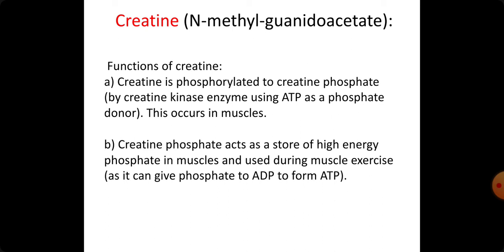Then the other important compound formed from glycine is creatine. Creatine, that is N-methyl guanidoacetic acid, has an important role in energy metabolism. Functions of creatine include: creatine is phosphorylated to phosphocreatine.